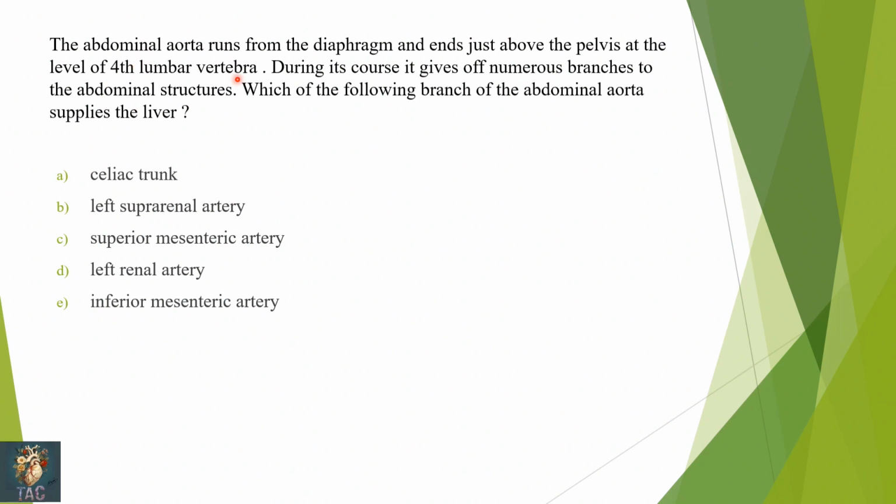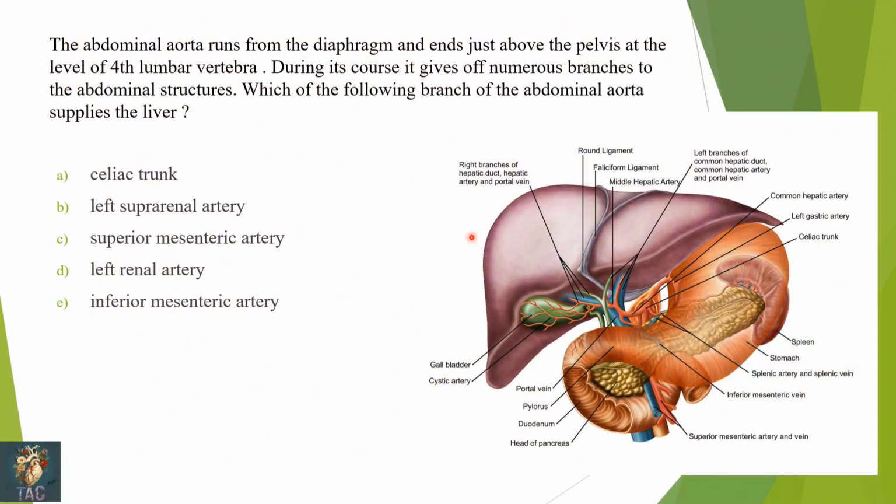Next question is, the abdominal aorta runs from the diaphragm and ends just above the pelvis at the level of the fourth lumbar vertebra. During its course, it gives off numerous branches to abdominal structures. Which of the following branches of the abdominal aorta supplies the liver? This is a very simple question. We all know that the celiac trunk is the artery of the foregut, and it gives off the hepatic artery which supplies the liver. So celiac trunk is the answer to this question.